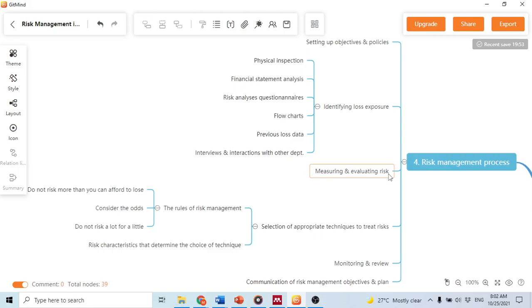Risk evaluation is the process of assessing the likelihood of a risk happening, the adequacy of existing controls, the consequences of the risk, and the ability of the affected party to manage the risk. So that's why it's important to first identify the exposure of loss, and then afterwards only can we measure and evaluate the potential risk.